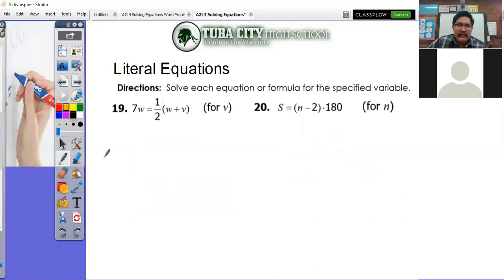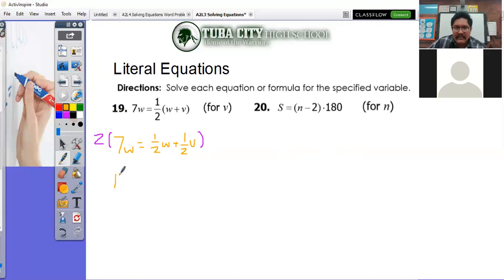All right, here we go. 7w, and I'm going to distribute. I'm going a little bit faster because hopefully you should kind of see what the process is. So I distributed the half, so it's half w plus half v. And I'm going to do that same trick. Look at my bottom numbers, it's 2. So this one should be a much easier one. I'm going to double everything.